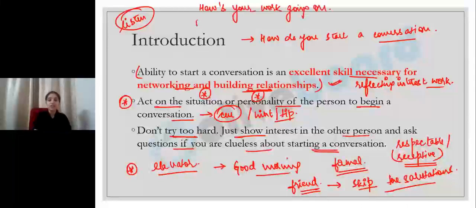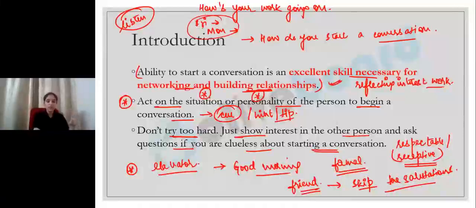If you are having this conversation on a Friday, you can say, oh, do you have plans for the weekend? If you are having this conversation on Monday, you can ask the colleague, how was your weekend? So these are clues that you can act upon, clues that you can pick up on to start a conversation and drive a conversation forward.